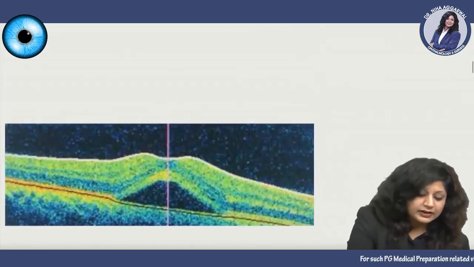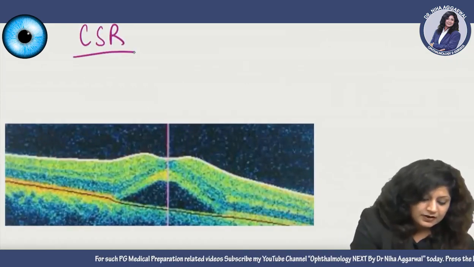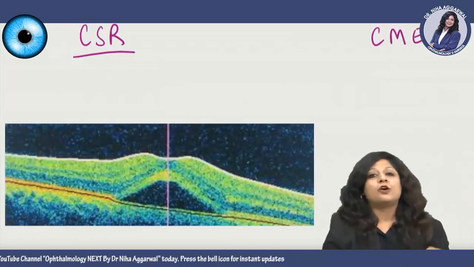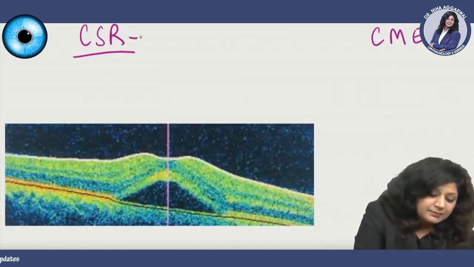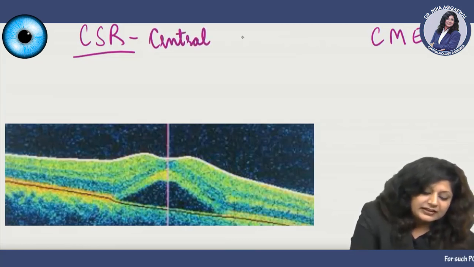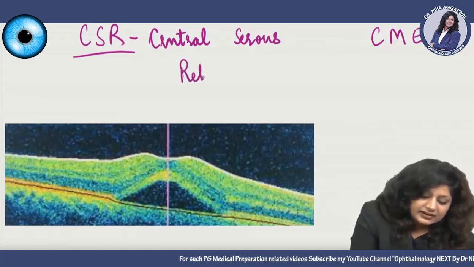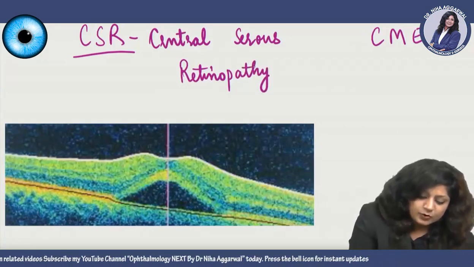Now I'll be talking about first the CSR. We have CSR and then we have CME. Now first start with the name. What is CSR? The name is central. Then it is serous. Central serous retinopathy.